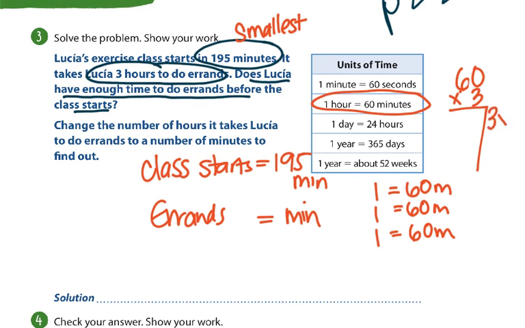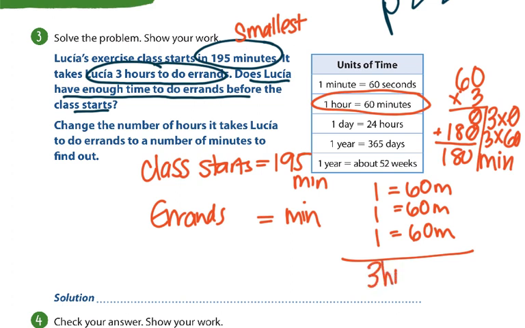3 times what? 60. Anything times a 0 is a 0. I have 1 0 here. Move it over. 6 times 3 is 18. I add together. I get 180 minutes. So this is 3 hours equals 180 minutes. It'll take 180 minutes to run Lucia's errands.